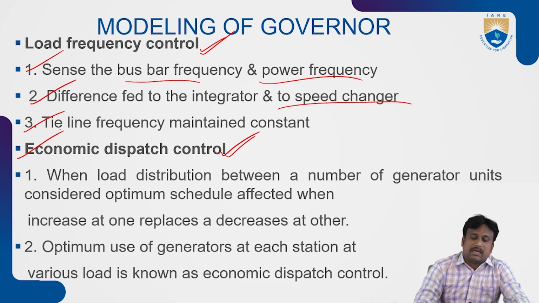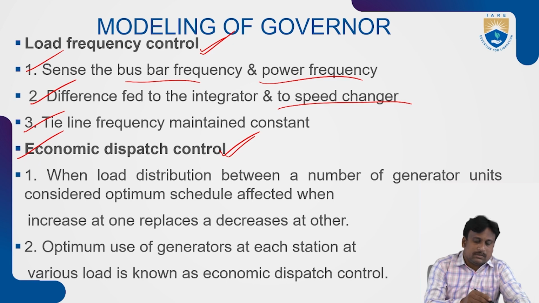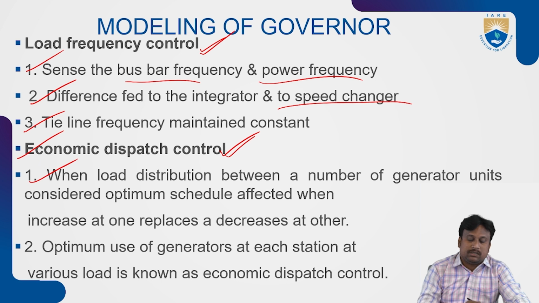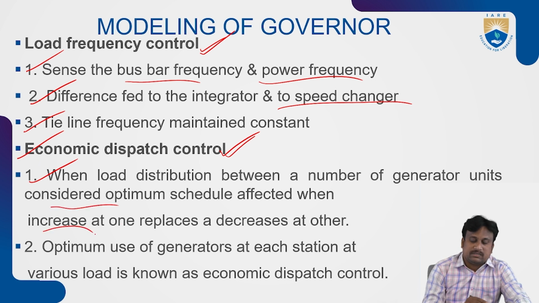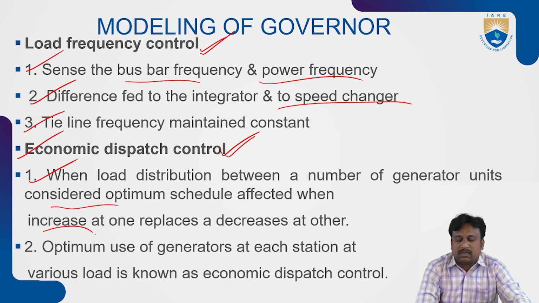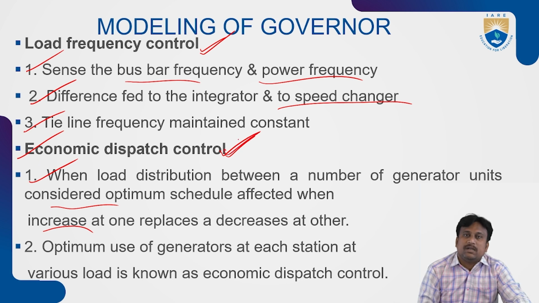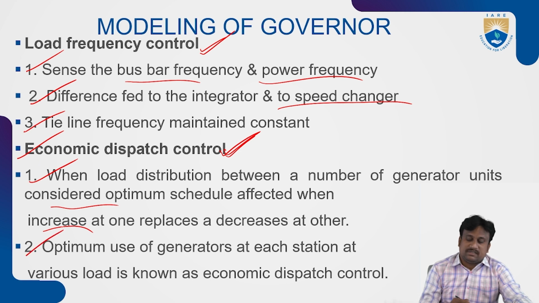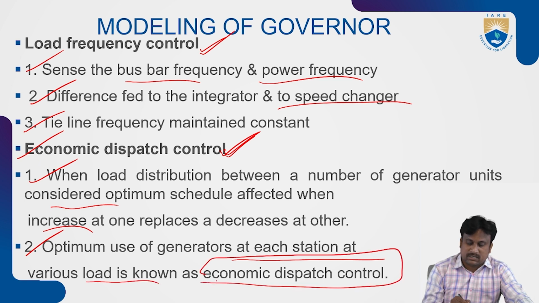Another case is the economic dispatch problem. What is this economic dispatch problem? Here, when load distribution between a number of generator units is considered, the optimum schedule is affected when it increases at one end and decreases at another. Likewise, economic dispatch control will operate. The second case is optimal use of generators at each station under various load conditions. These are known as economic dispatch control actions.